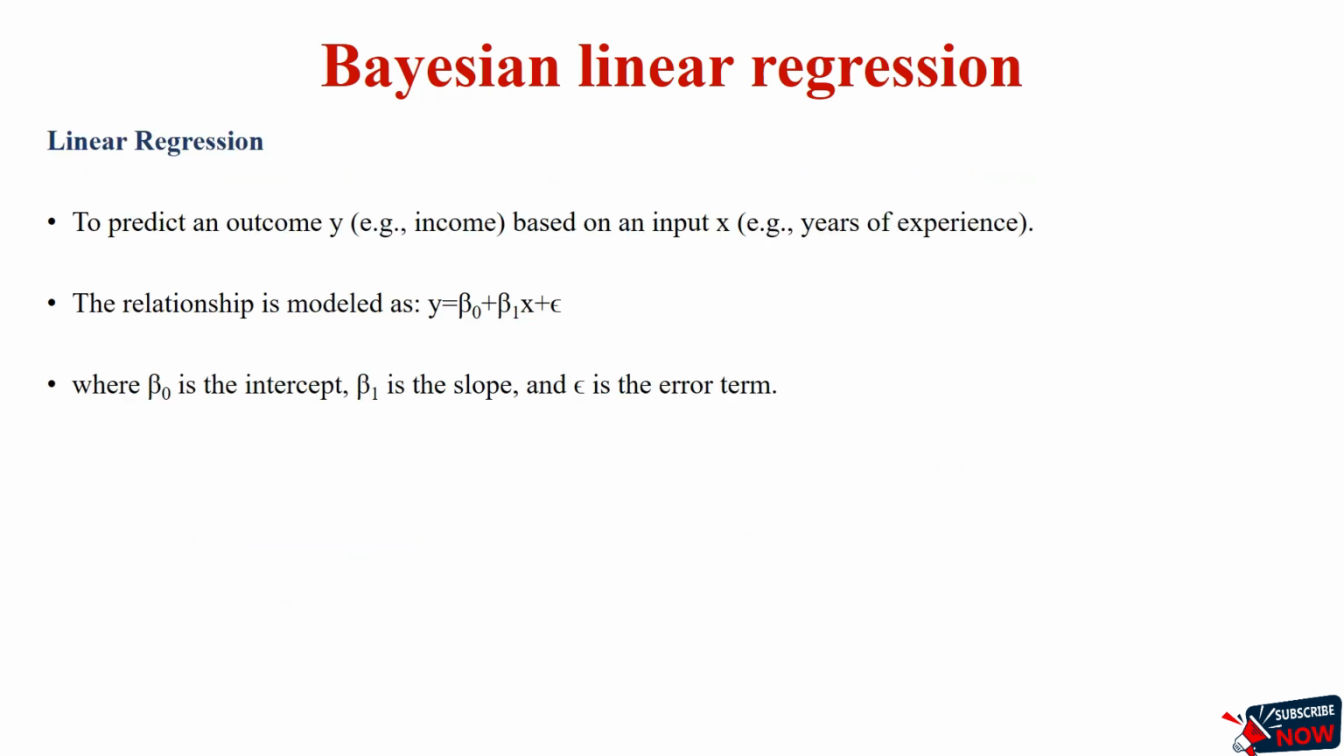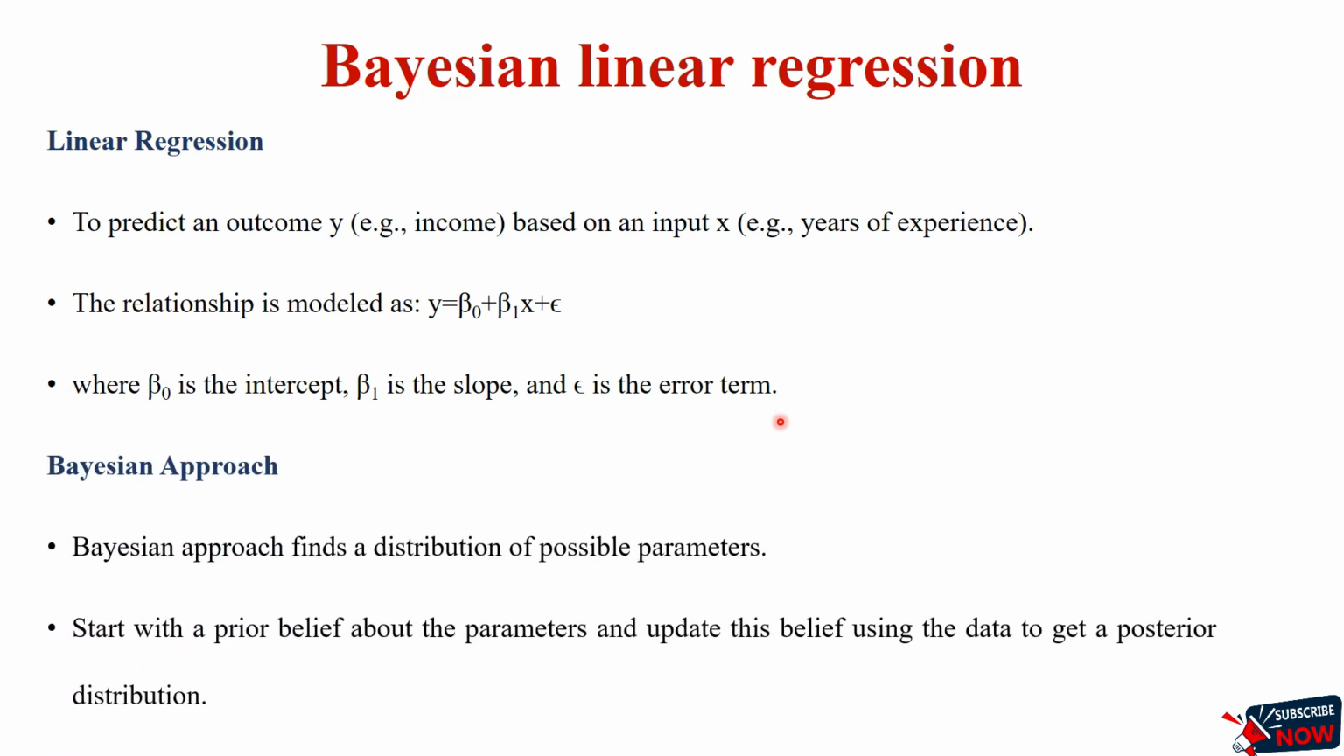In linear regression, to predict an outcome y, for example the income, based on the input x, that is the years of experience, the relationship is modeled as y equals beta naught plus beta 1 x plus epsilon, where beta naught is the intercept, beta 1 is the slope, and epsilon is the error term. The Bayesian approach helps us find a distribution of possible parameters, which starts with a prior belief about the parameters and updates the belief using the data to get a posterior distribution.